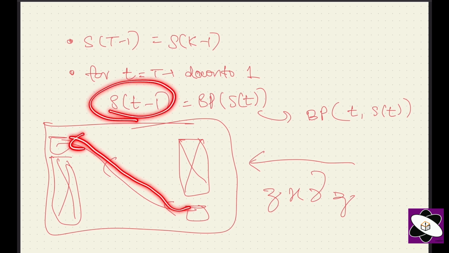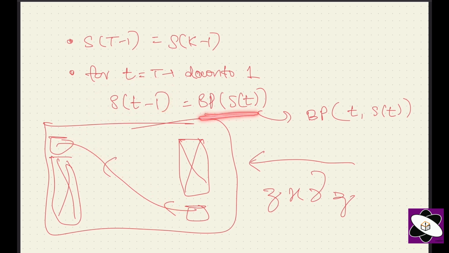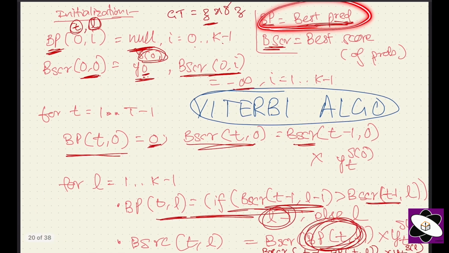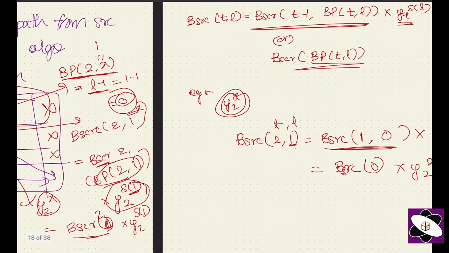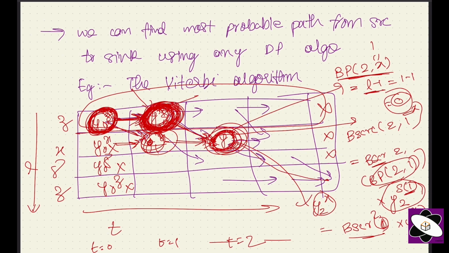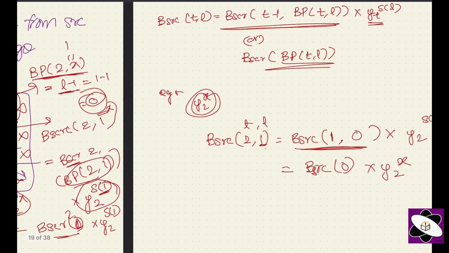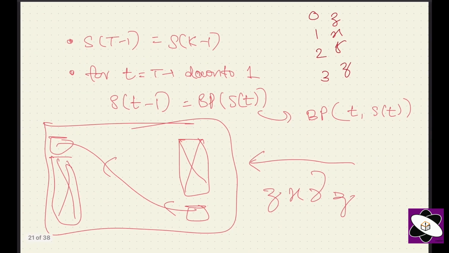Now for T minus 1 down to 1, we have to go like this. S of T minus 1 is nothing but BP of S of T comma T. What we have said is BP is the best prediction. We will store the index, and from that index we are going to get the value. So Z, X, gamma, Z have indices 0, 1, 2, 3. If we are moving backwards from here to here, whatever BP is stored, for example, here we are starting with T minus 1.